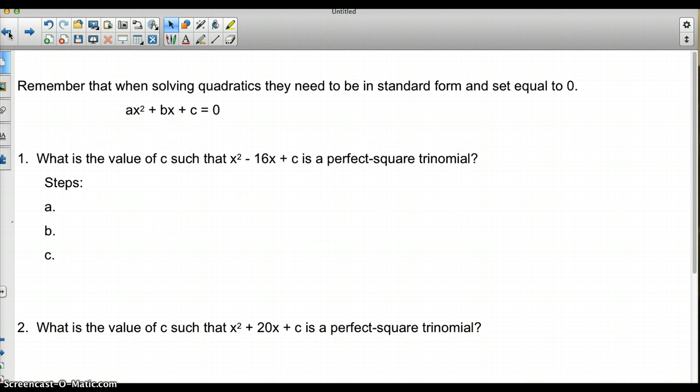Remember that when solving quadratics, they need to be in standard form and set equal to 0. It's going to be important in a little bit when we actually start doing completing the square. So before we actually start doing completing the square, we want to go over the basics of it.